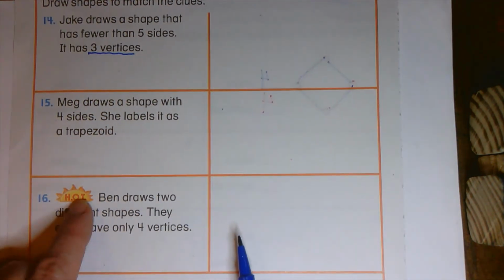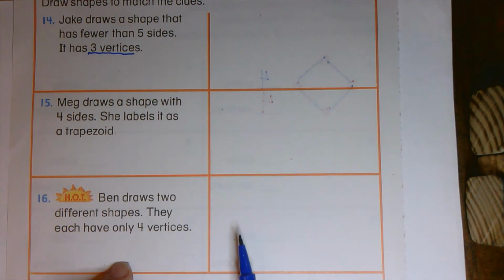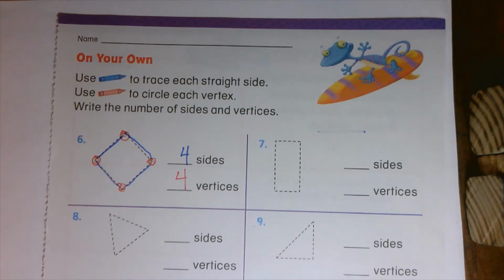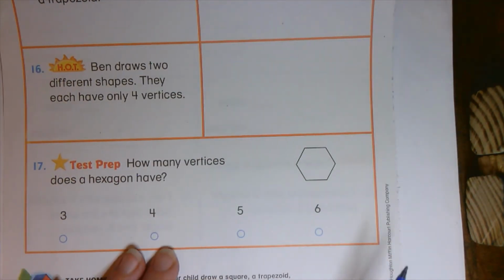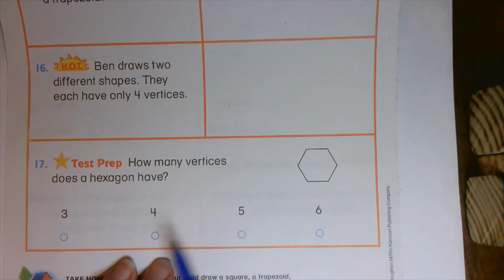All right. Ben draws 2 different shapes. They each have only 4 vertices. Now, boys and girls, if you need to, you can flip back here to this side. What 2 shapes both have 4 vertices, but they're different shapes? They're really similar, but not exactly the same. All right, test prep. How many vertices does a hexagon have? I think by now this should be a pretty easy one for you to answer.